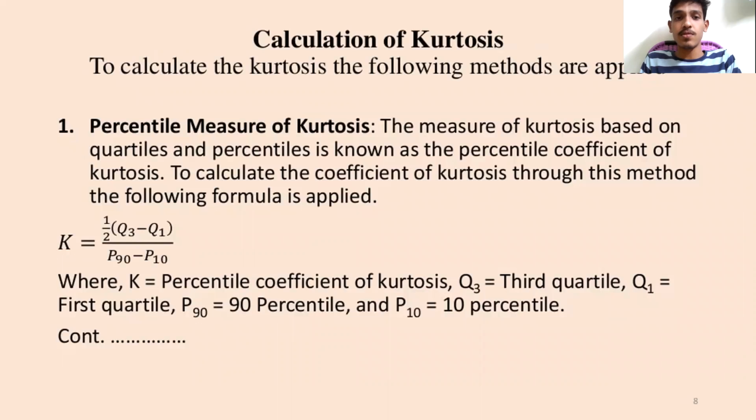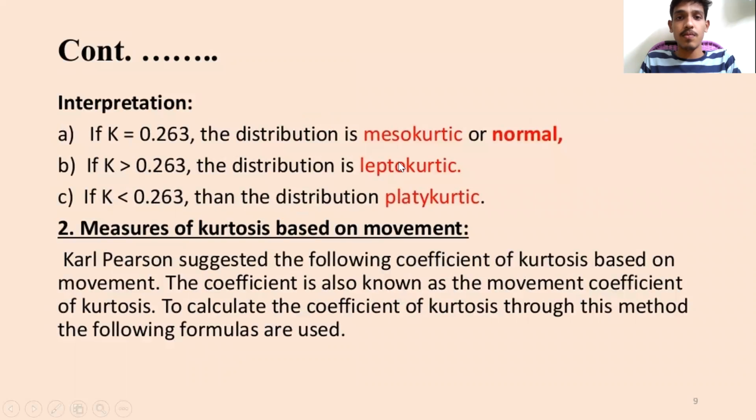Calculation of kurtosis. To calculate the kurtosis, the following methods are applied. The first one is the percentile measure of kurtosis. The measure of kurtosis based on the quartiles and percentiles is known as percentile kurtosis. To calculate the coefficient of kurtosis through this method, the following formula is applied. But we mostly use the measure of kurtosis based on moments.